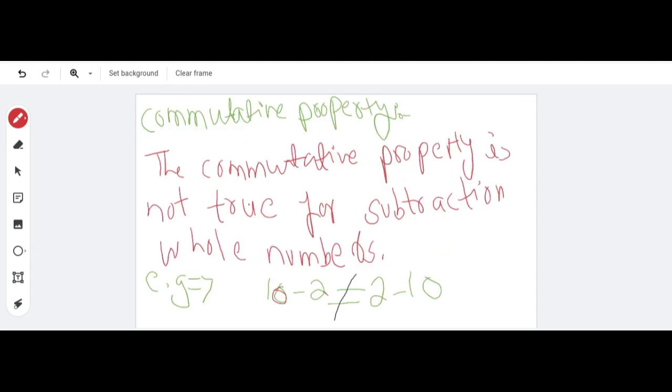And the next thing, the commutative property of subtraction. Commutative property is not true for subtraction. Why? Because if I switch the places of the numbers, it does not give me the positive answer. It will give me the negative answer. I cannot use a negative answer in the whole numbers.